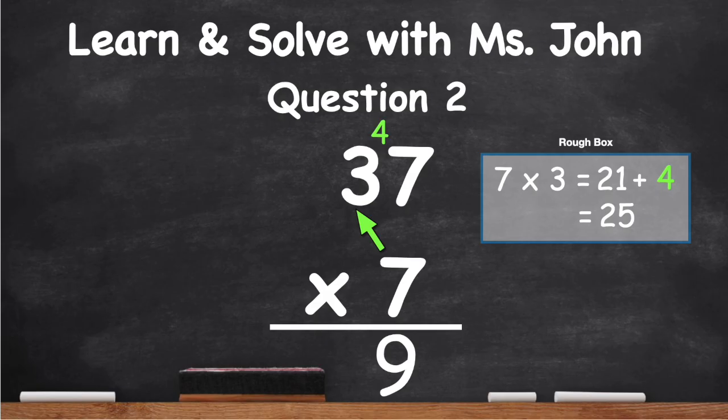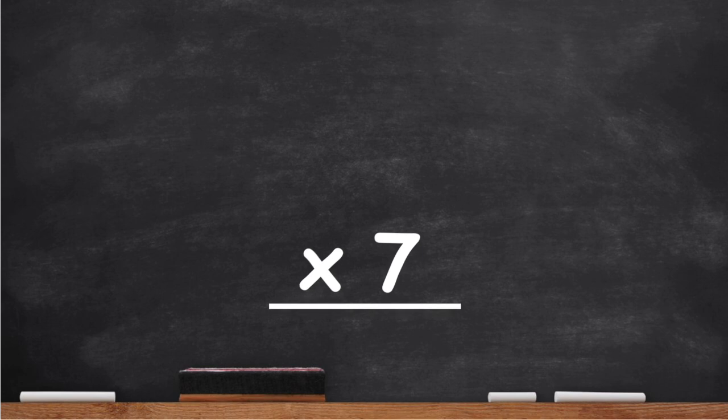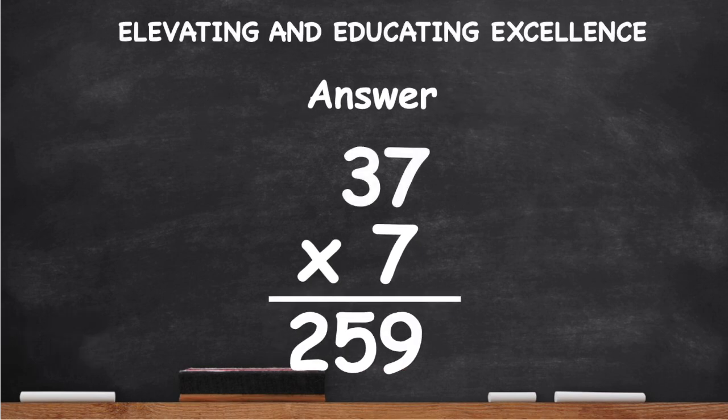25. So this is a 2-digit answer, and we're finished multiplying, so we're going to bring the entire answer down to the answer section of the tens column. The answer is 259. Again, the answer is 259.